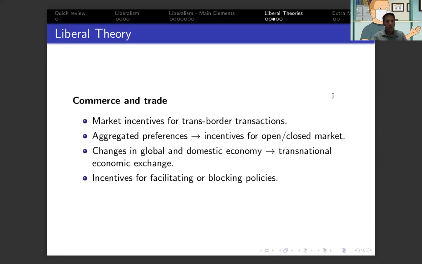The basic formulation of the idea of commerce and trade within the liberal theory is that changes in the structure of the domestic as well as the global economy alter the costs and benefits that are derived from those transnational economic exchanges, and they may create pressures on domestic governments to engage in policies that either facilitate or block those kinds of economic transactions, and lead to different kinds of benefits for members of the society.